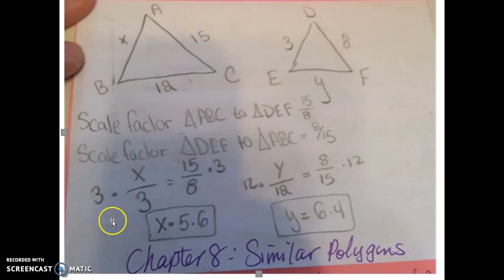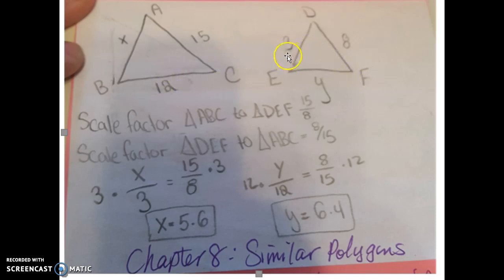And then here to solve it, to get rid of a divide by 3, I multiply both sides by 3. And so 15 times 3 divided by 8 is 5.6. To set up for Y, Y is in the same place as 12. So it's Y over 12. And then I go back to this other triangle, and I pick another side.